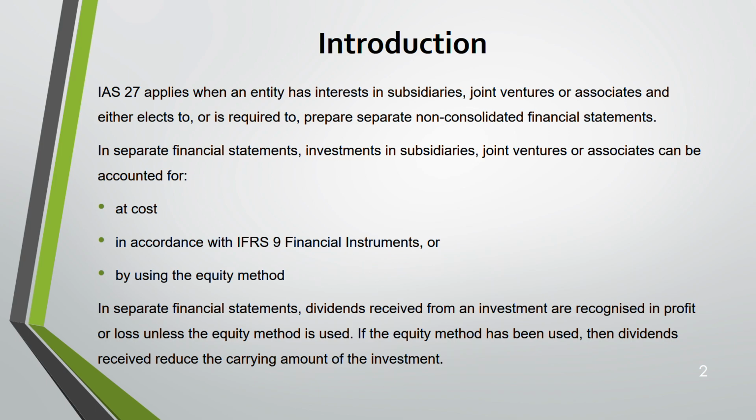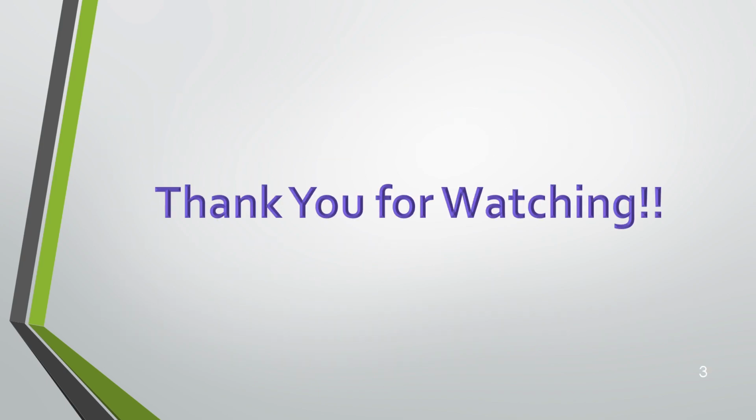So that's it for IAS 27. There is no question on this, even in your past papers. This is only if you're asked to prepare one. Maybe they might ask not a calculation but a theory or discussion question: if a separate financial statement needs to be made, how do you account for it? Then you can say at cost, equity method, or IFRS 9.